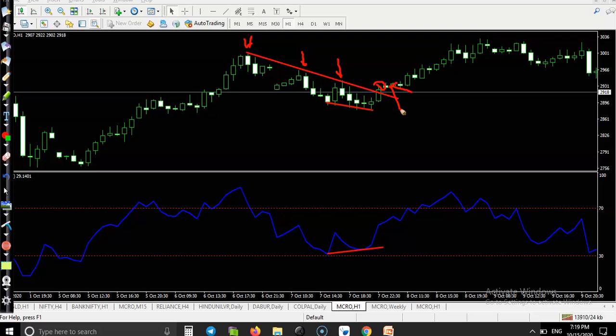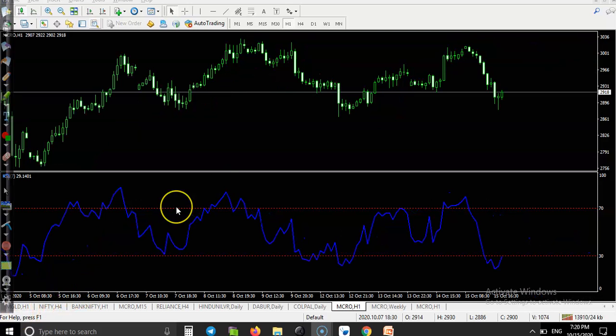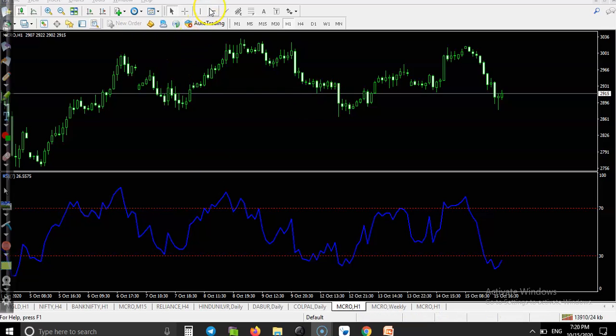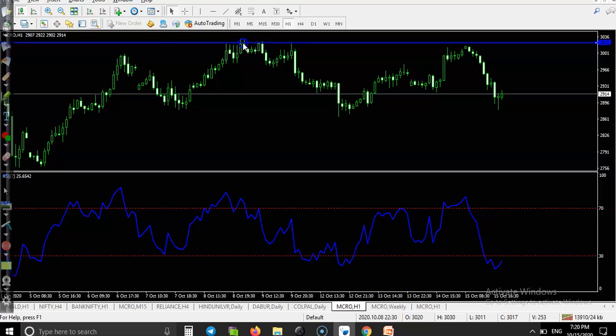Now let me show you another chart. This is the crude oil H1 chart. Let me show you, this is the key level. Have you seen it? We have seen multiple rejection. Price is rejecting again and again. Here you can see rejection after rejection, and the price hit this level.